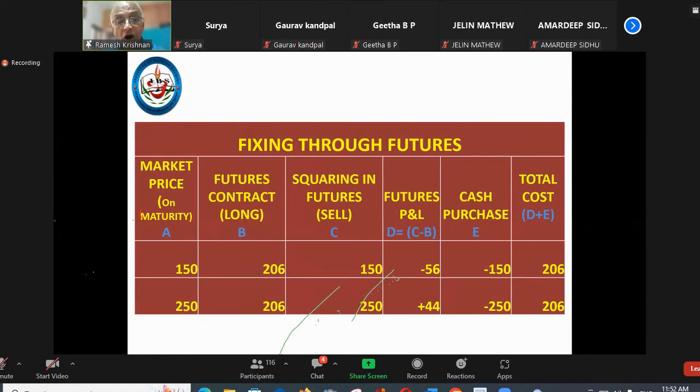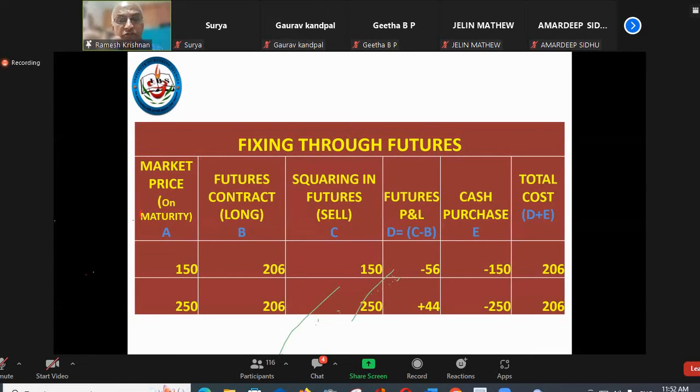So like this, on the previous day of maturity, already your P&L account, 56 rupees mark to market margin, you would have deposited with the exchange. That is called the mark to market margin calls. So for the buyer, if the price falls down, then it will be the loss, right? From the future P&L account.